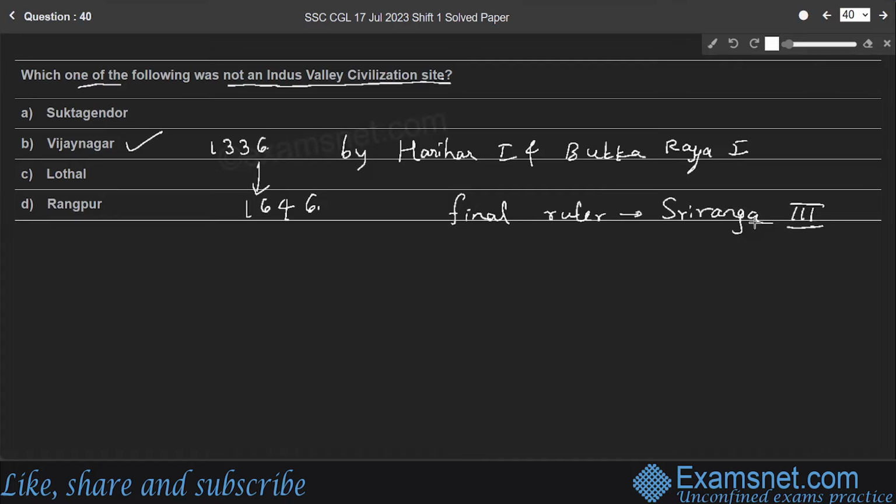The ruins of the Vijayanagara Empire, which surround modern World Heritage Site Hampi, can be found in Karnataka, India. Right? So option B is the right answer. So Vijayanagara was not an Indus Valley civilization, whereas the remaining sites are Suktagendor, Lothal, and Rangpur. These are the Indus Valley civilization sites. Right? So option B is not an Indus Valley civilization site.